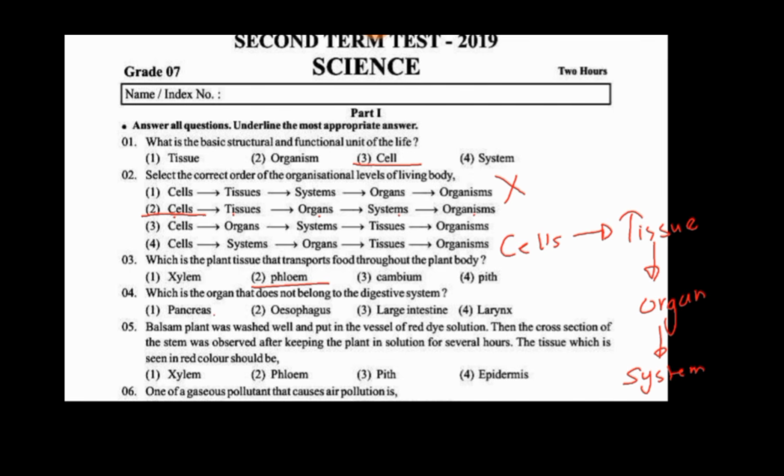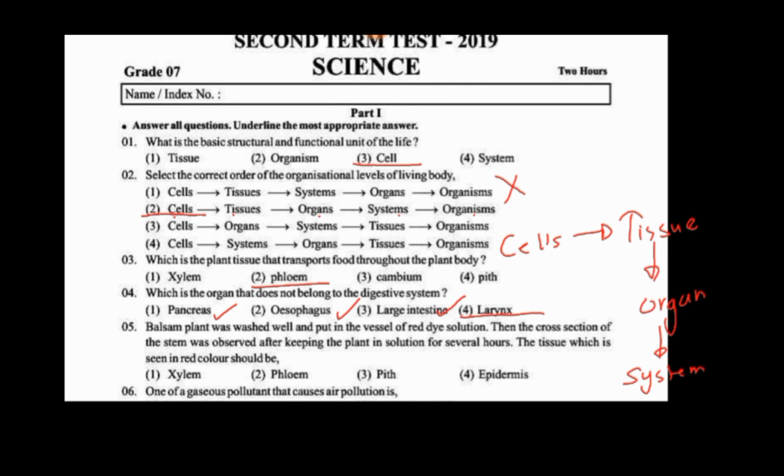Right? So here, pancreas, yes, esophagus, yes, large intestine. But the larynx is not present in the digestive system. Where is it present? It is present in the respiratory system. So here the answer is the fourth answer.